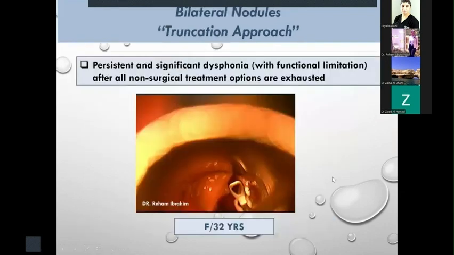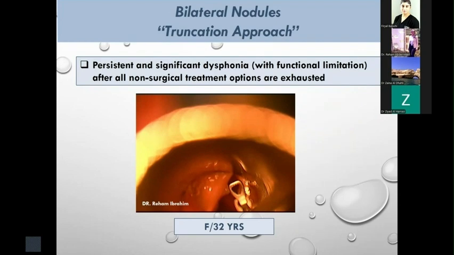And then when we come to the nodules, I just want to point out a certain point here. Nodules are usually responsive to voice therapy and other non-surgical treatment modalities. However, if you have a patient with severe and significant dysphonia with significant and persistent functional limitation, and your patient has already exhausted all the non-surgical treatment modalities, then you could do the surgery.